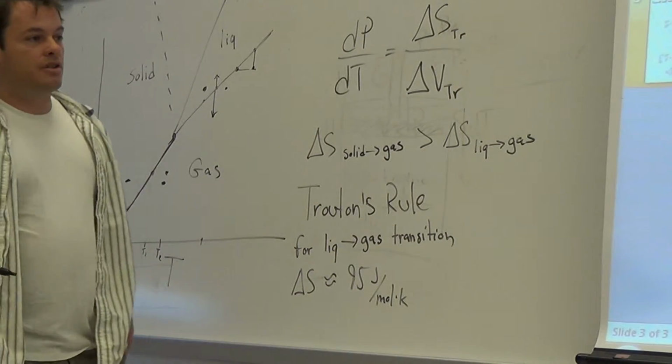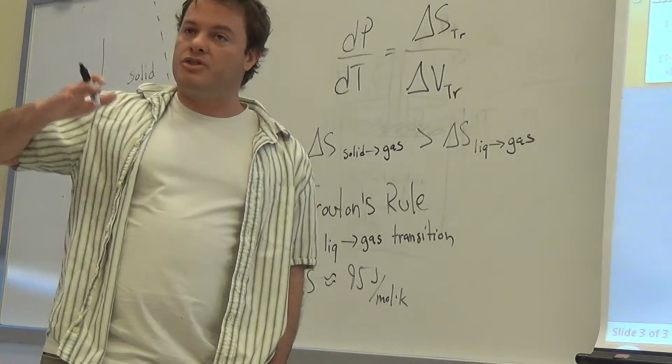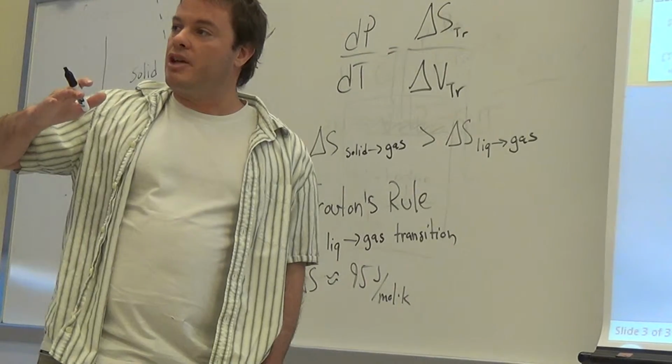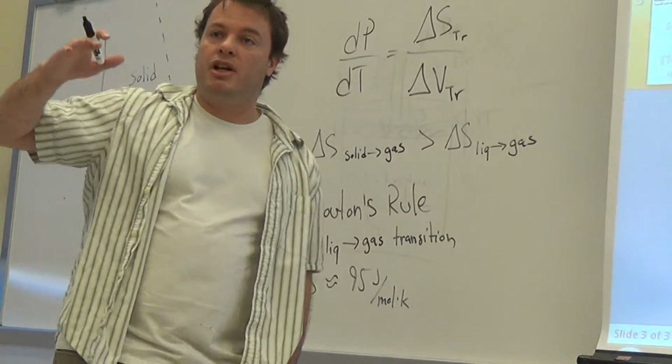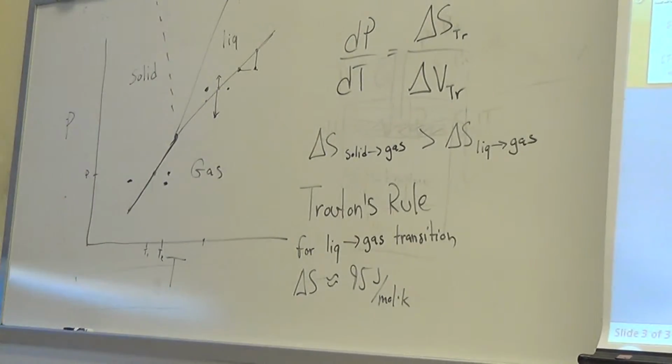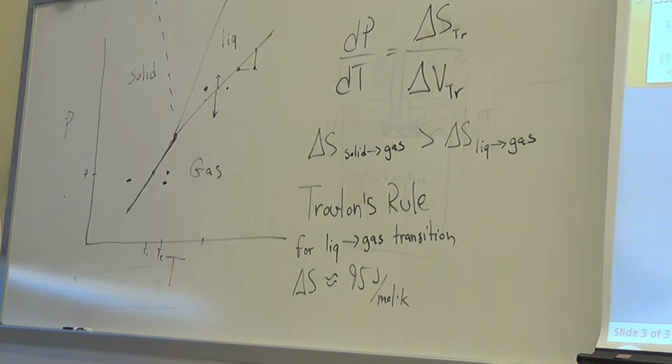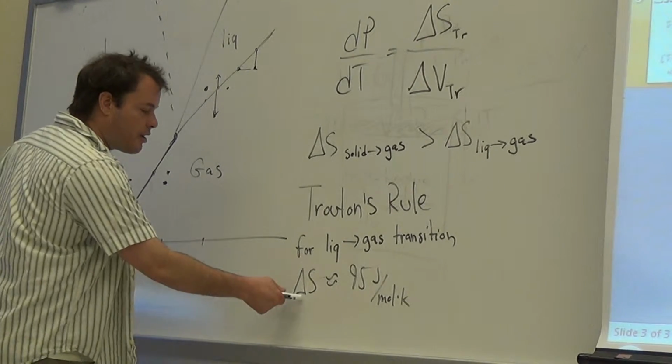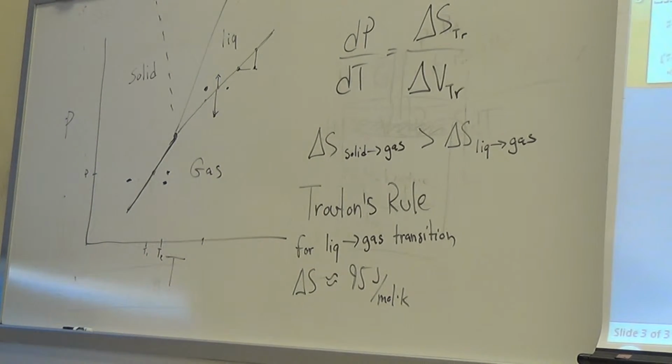For most substances, the intermolecular forces that hold them in the condensed liquid phase are about the same. And so the amount of heat is approximately equal, and the volume change is about equal. And so for most substances, that total delta S term just happens to be about constant.